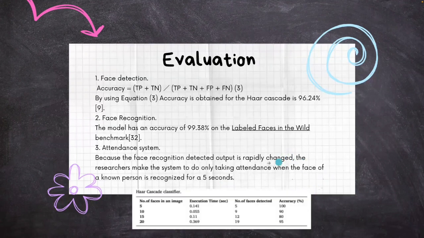Next is evaluation. For face detection, the accuracy obtained for the Haar cascade is 96.24%. For face recognition, the accuracy is 99.38% on the Labeled Faces in the Wild benchmark. The third is the attendance system. Because the face recognition output changes rapidly, the researchers made the system take attendance only when the face of a known person is recognized for 5 seconds.